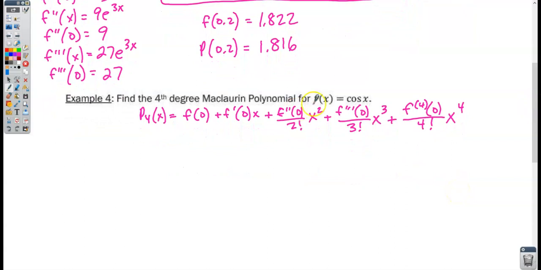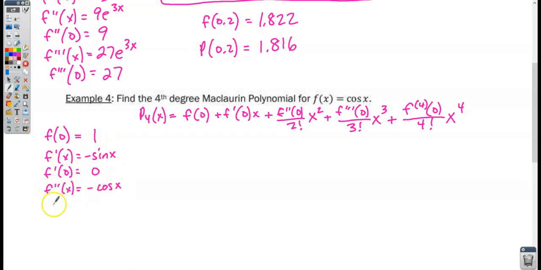And now I need the values of the function and its derivatives. F of 0 is equal to 1. F prime of x is equal to the derivative of cosine of x, which is negative sine of x. So f prime of 0 is equal to 0. F double prime of x is equal to negative cosine of x. So f double prime of 0 is equal to negative 1.